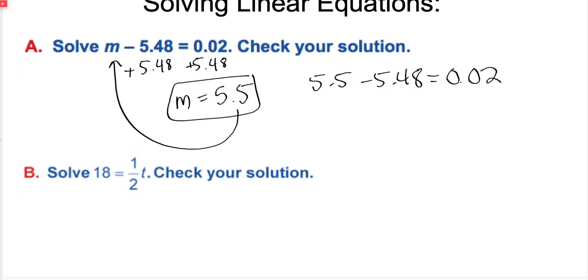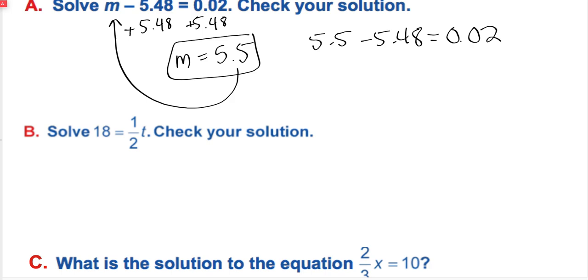Okay? B, 18 equals 1/2 times t. So again, we got to get that variable by itself. How are we going to do it? Well, it's 1/2 times t. So you might be saying, well, I'm going to divide by a half on both sides. That might be your first thought. But if I'm dividing by a fraction, sometimes that can be kind of confusing. Fractions are not very nice to high school kids.